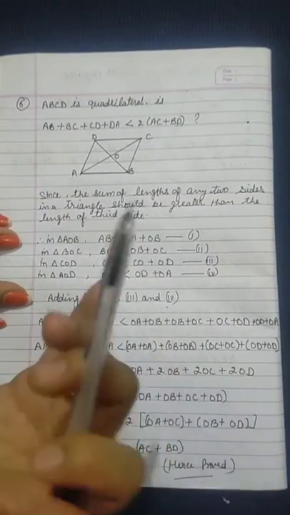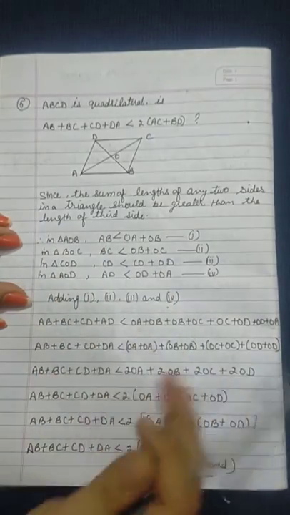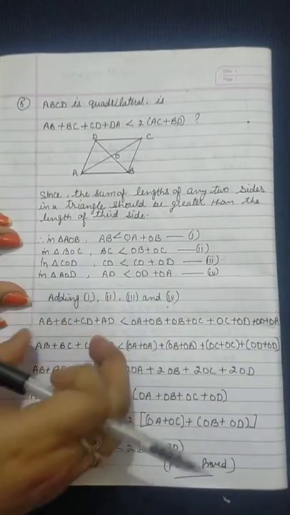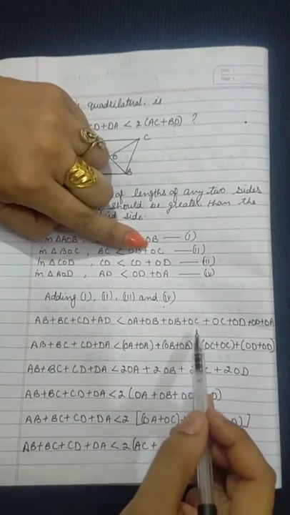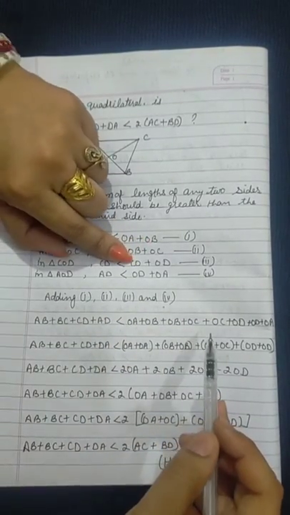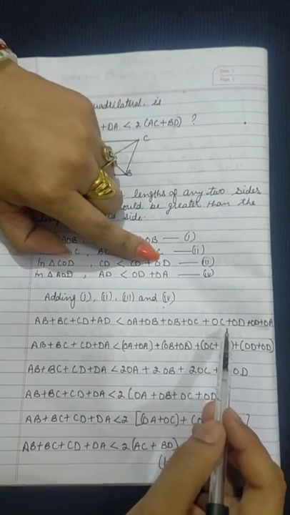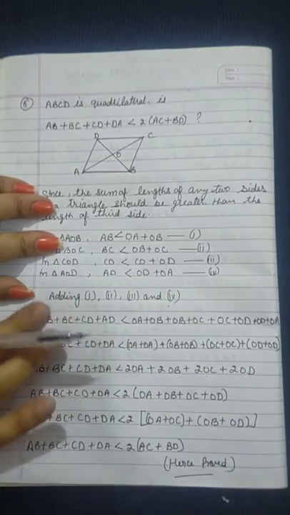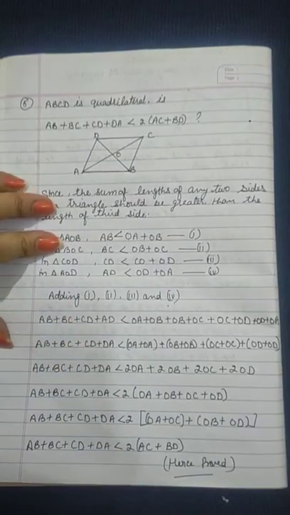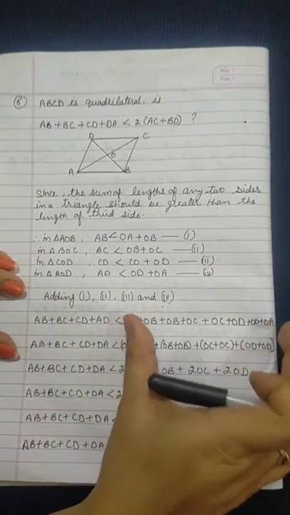So on adding, I will add left to left and right to right. What we get here is that all these sides are added, and it becomes AO plus OB, then OB plus OC, then OC plus OD, then OD plus OA. Now all these four sides are single, so write it as it is. And let's move to the right hand side.